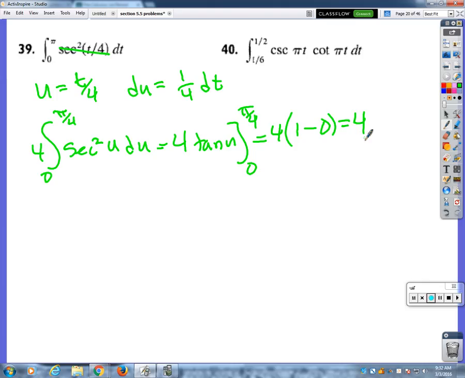Okay, questions about that? I don't know about you guys, but to me it's always a little bit startling that the area underneath the curve of secant squared of t over 4 from 0 to pi, with all those pretty strange numbers, comes out to be 4. It seems weird to me that that is the case.